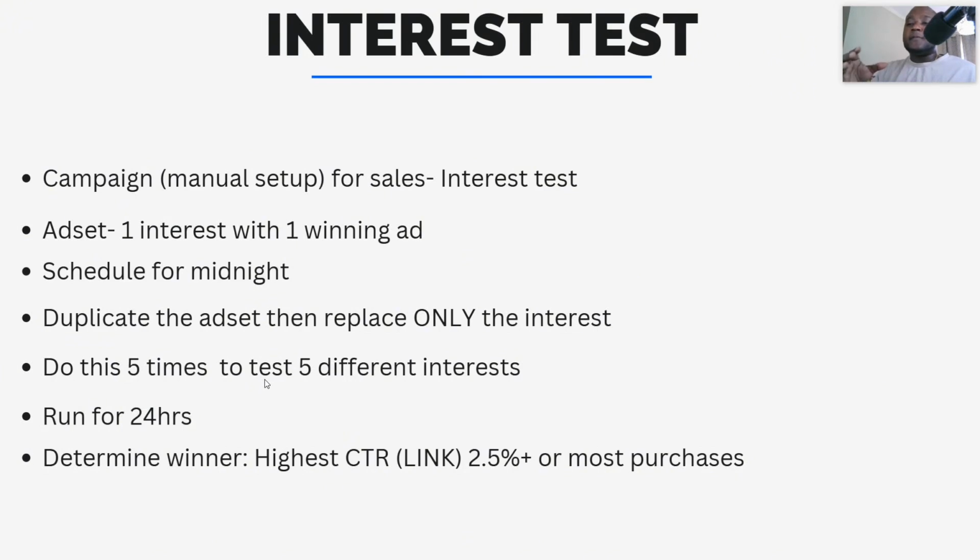Once we test 5 different interests, we're going to let this run for 24 hours. To determine a winner, we're going to look for the highest click-through rate. Once again, link click-through rate with a minimum of 2.5%. You might be wondering, what if my link click-through rate is not 2.5%? Well, you dump it and you start the process over, like you did before. If you don't hit the mark, it doesn't make sense to pour more money into it because none of them are working. And then you can also look for the one that has the most purchases.